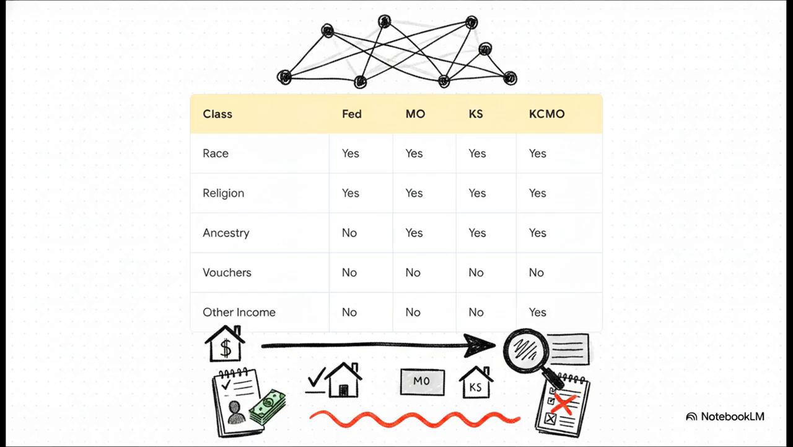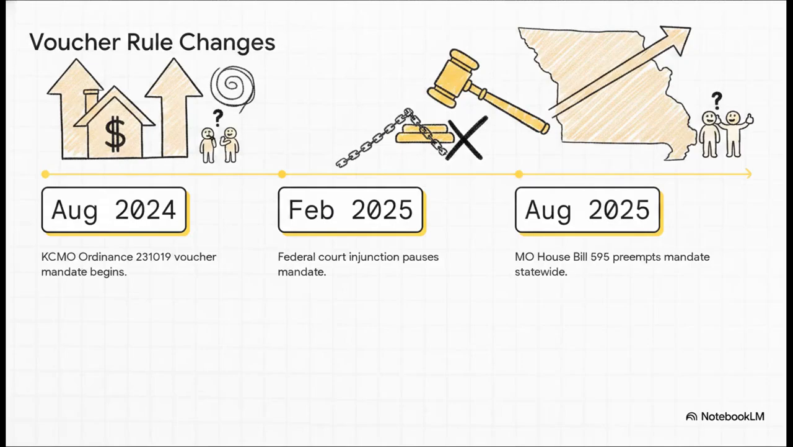Both the Missouri Human Rights Act and the Kansas Act Against Discrimination add ancestry to the list. Then it gets even more hyper-localized. Properties inside Kansas City, Missouri city limits fall under Ordinance 23109, which adds protections for other lawful sources of income. You simply cannot run one blind screening policy across state lines. It just doesn't work. And to make matters even more complicated, local laws shift incredibly fast.